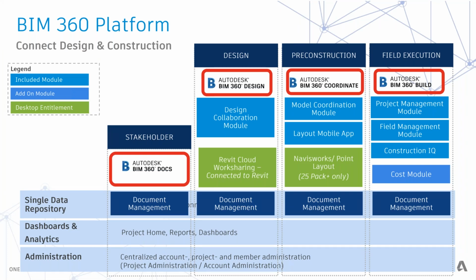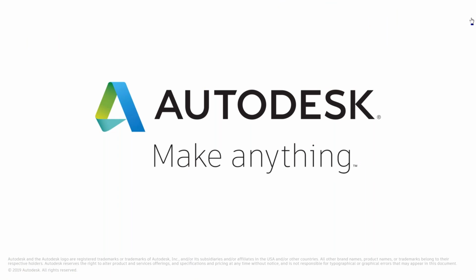BIM 360 platform consists of these four units. One is BIM 360 Docs, which is purely document management. And if you want to collaborate with Revit users, we require BIM 360 Design. Now we have BIM 360 collaboration for Civil 3D as well. Then we have BIM 360 Coordinate, where you can do clash detection. And lastly, BIM 360 Build, where project management and field management are included. So with this, I have come to the end of this session.